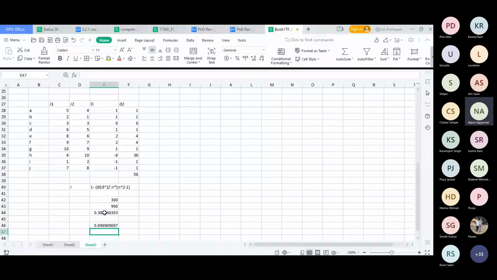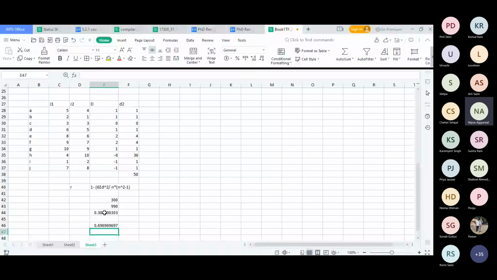Now, if we have measured the Spearman rank correlation as 0.7, for me it is 0.7 and for you also it is 0.7. So we can both say the same thing, that they have a high correlation between the two things. So that is what we have in Spearman's rank correlation.